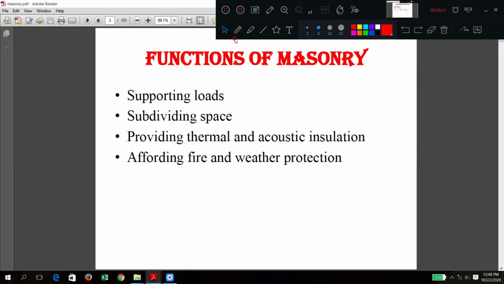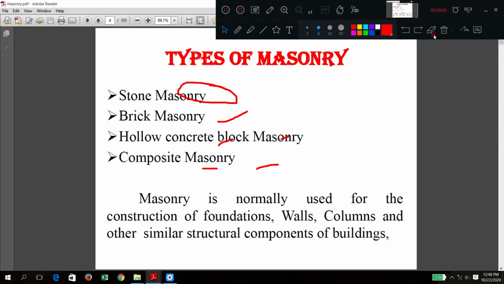Now the functions we have already seen: loads, space division, thermal and acoustic, fire and weather protection. These are the functions of masonry. Types of masonry, what are those? Depending upon the units used, we have stone, brick, hollow concrete block and composite. Generally it is provided for all the foundation, column, wall, everything for a building. So masonry work is going to be useful.